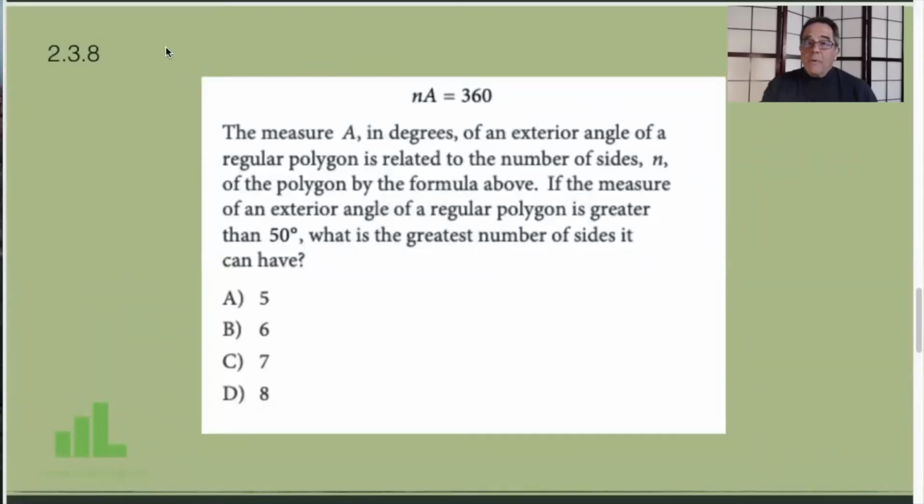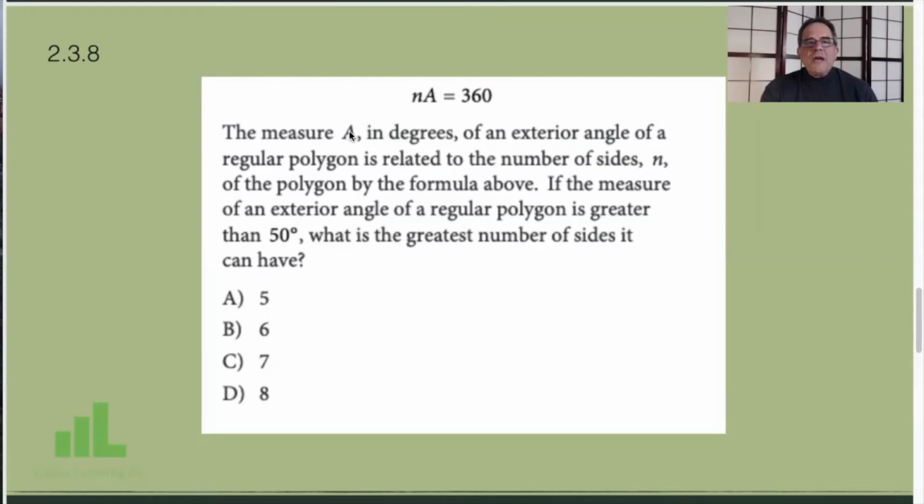Here's another example where we're given an equation that doesn't make any sense to us at all. NA is 360. I don't know what that means. Maybe you do, but I sure don't. However, let's see what we're looking for. What is the greatest number of sides it can have? The greatest number. So 8's the greatest number. We're probably going to be using 8 somewhere in the game here.